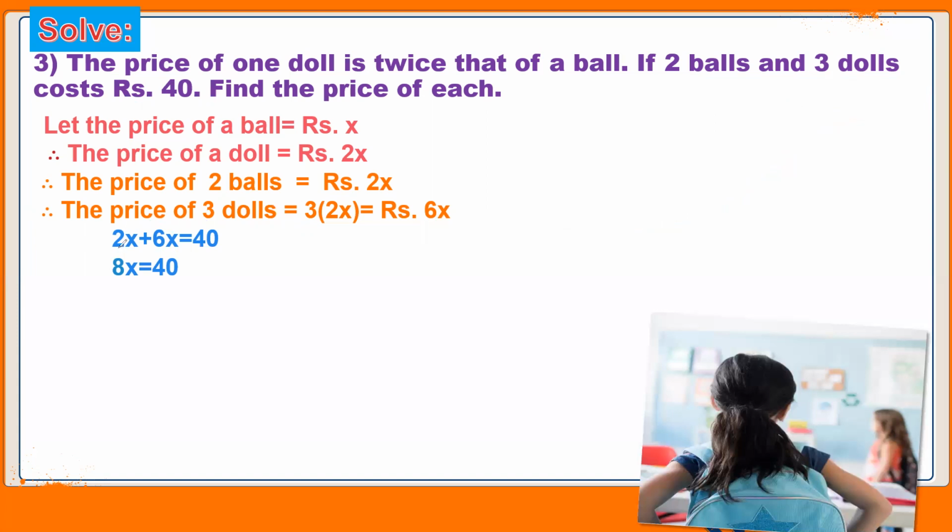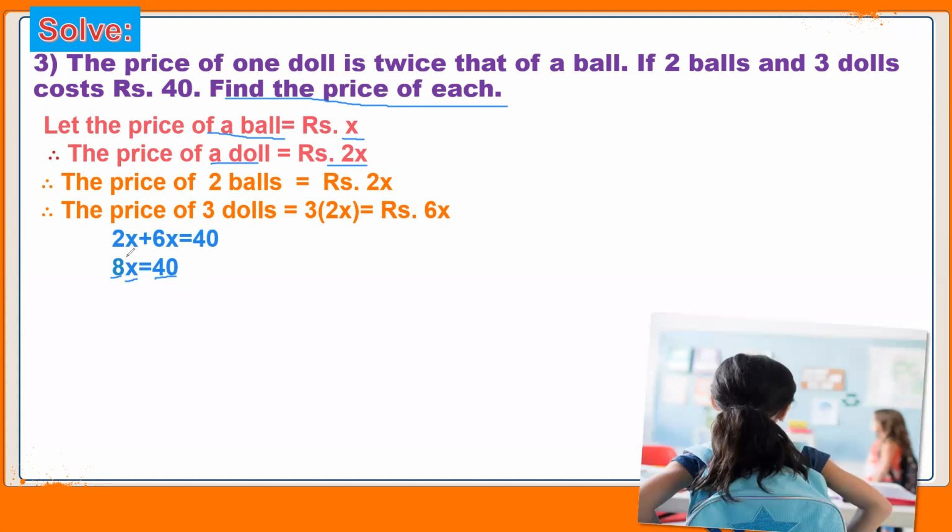So how can we find the value of x? In the end it is written, find the price of each. That means we have to find the price of one ball and the price of one doll, that means we have to find x and 2x, right? So first let's find x. We get 2 plus 6 is equal to 8x. 8x is equal to 40.